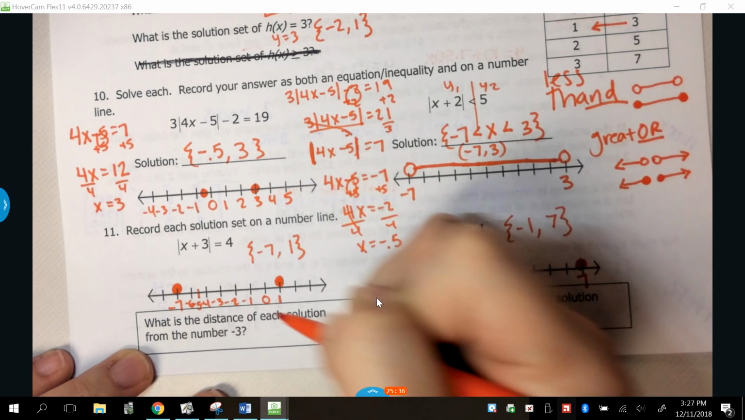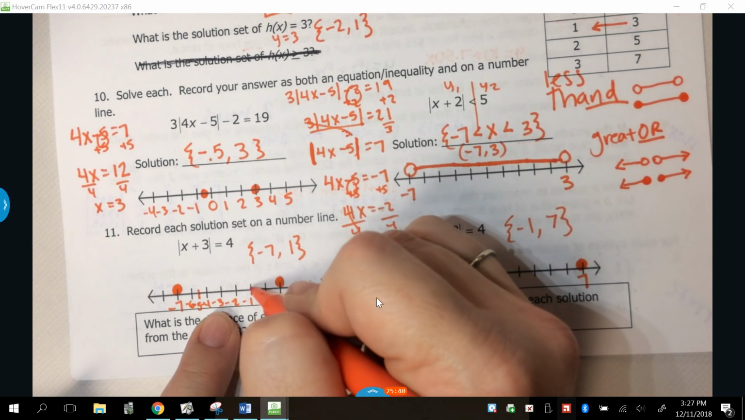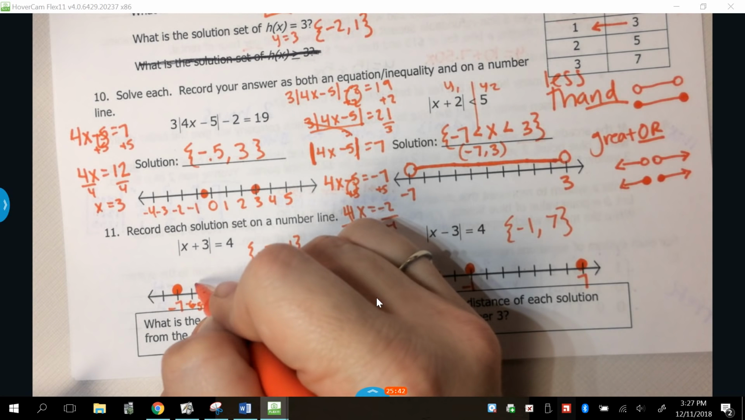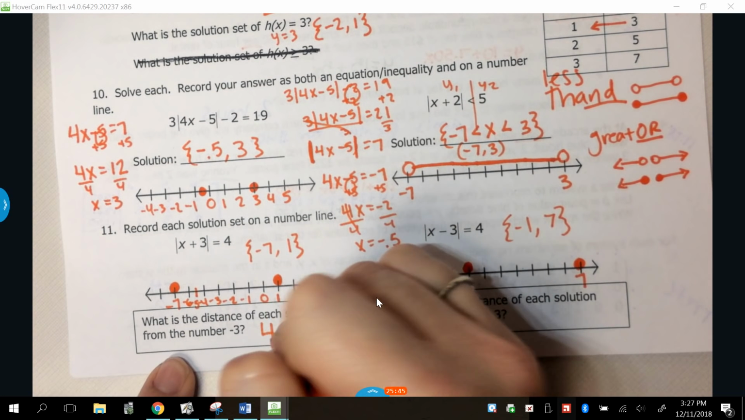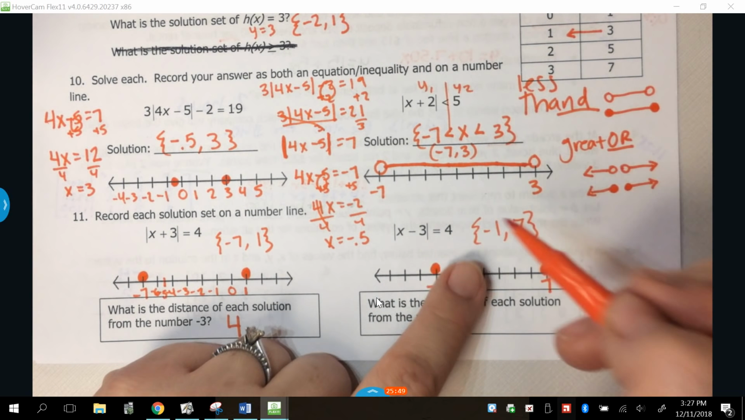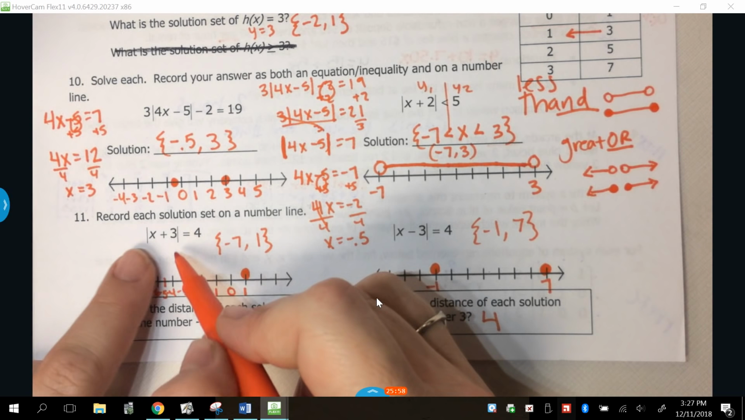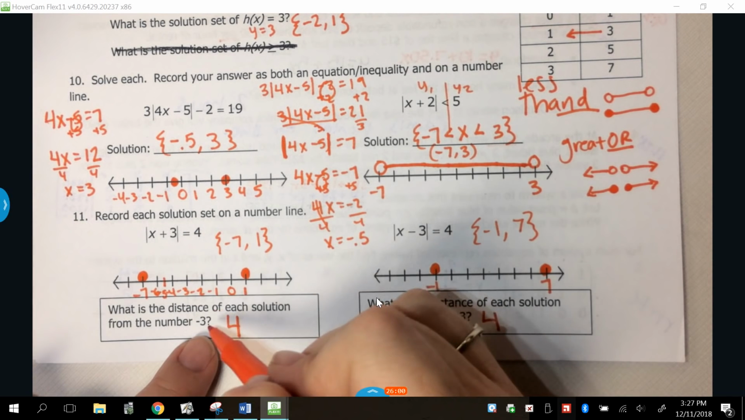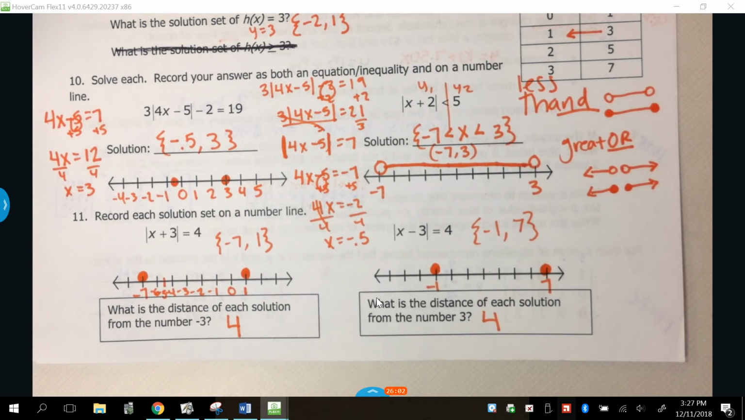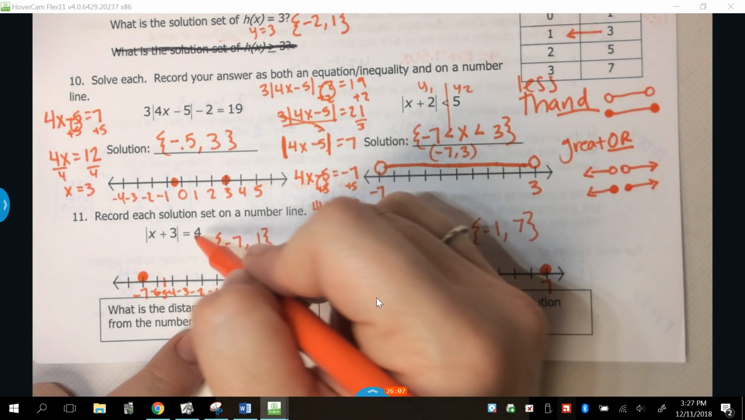So it says, what is the distance of each solution from the -3? It's 1, 2, 3, 4. So that's what this number is telling you. Remember, absolute value means the distance from x. So this is also 4. Remember, whatever it equals when the absolute value bars are by themselves is the distance from the opposite of this number, because remember, inside is opposite. So it's just this.